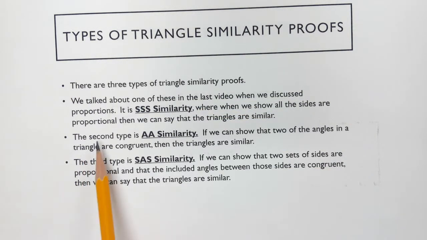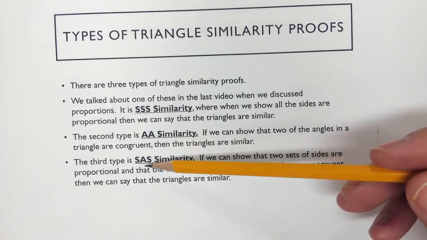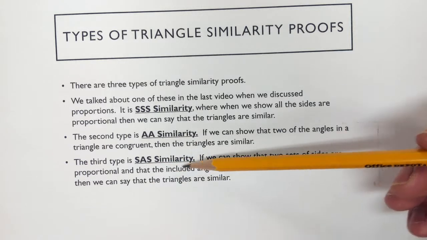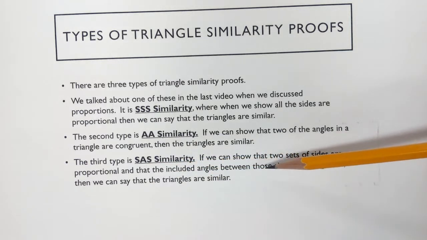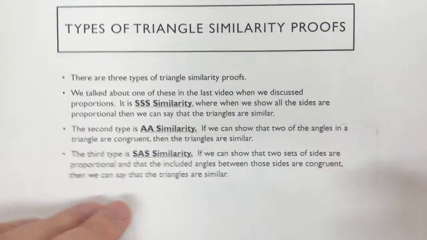Another type is angle-angle similarity. All this is if we can show that two of the angles in a triangle are congruent, then that means that the triangles are similar. And then the third type is side-angle-side similarity, in which if we could show that two sets of sides are proportional and that the included angle between those sides is congruent, then we can say that the triangles are similar. So let's look at some examples.